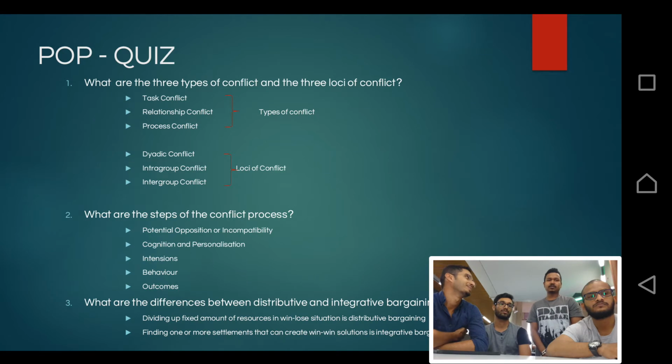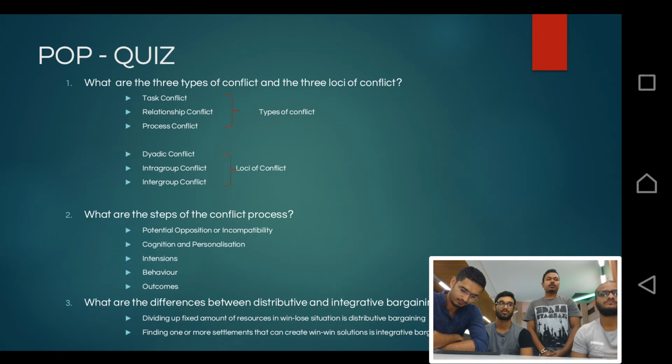It seems like a tough one. I'll give you the answer straight away. Dividing up a fixed amount of resources in a win-lose situation is distributive bargaining, and finding one or more settlements that can create win-win solutions is integrative bargaining.